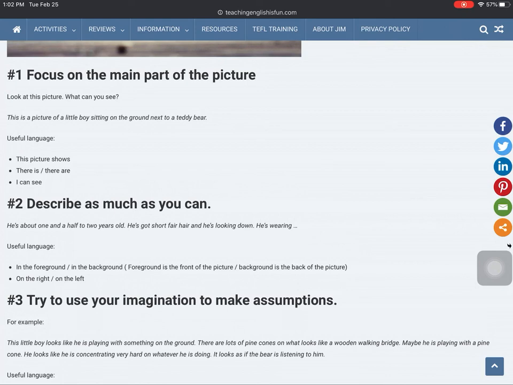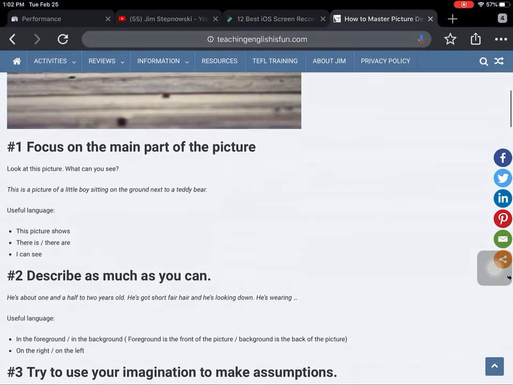Now, some useful language for this. We say in the foreground. In the foreground means in the front of the picture. In the background, it means the back of the picture. And you can also say on the right, on the left. Those are some things you can use.